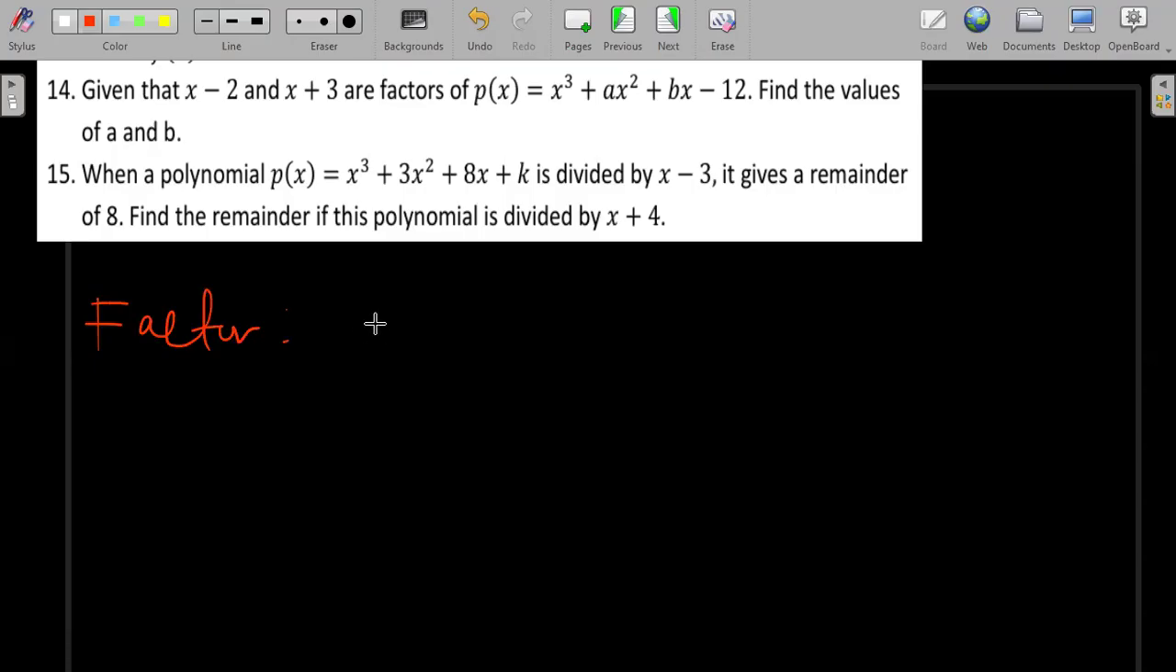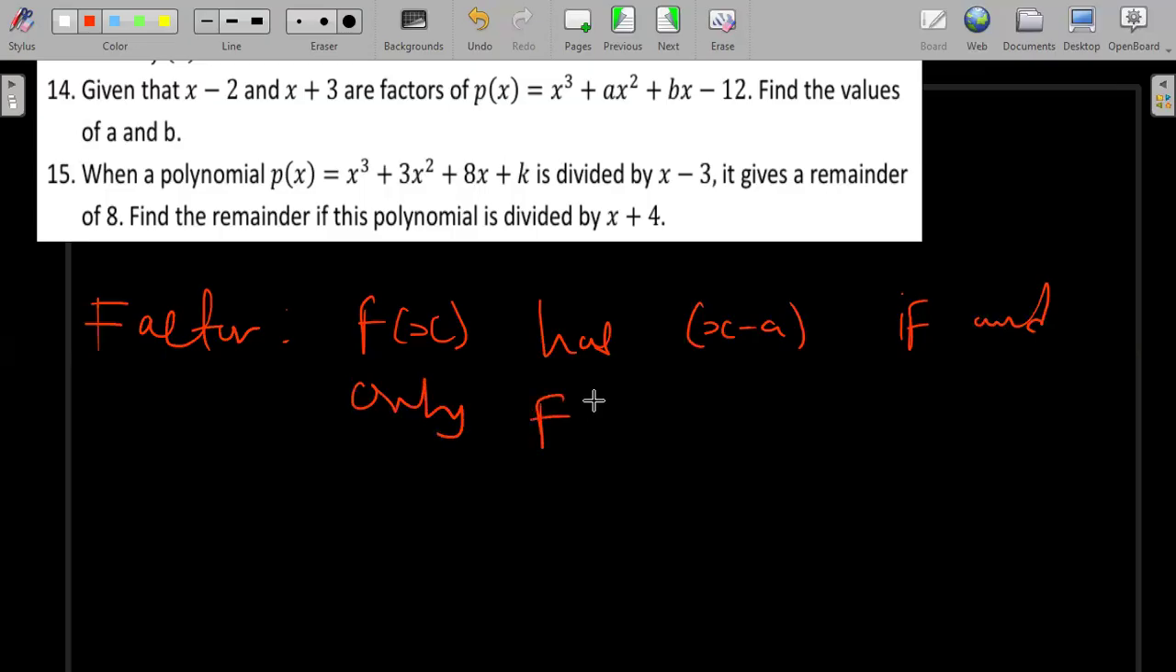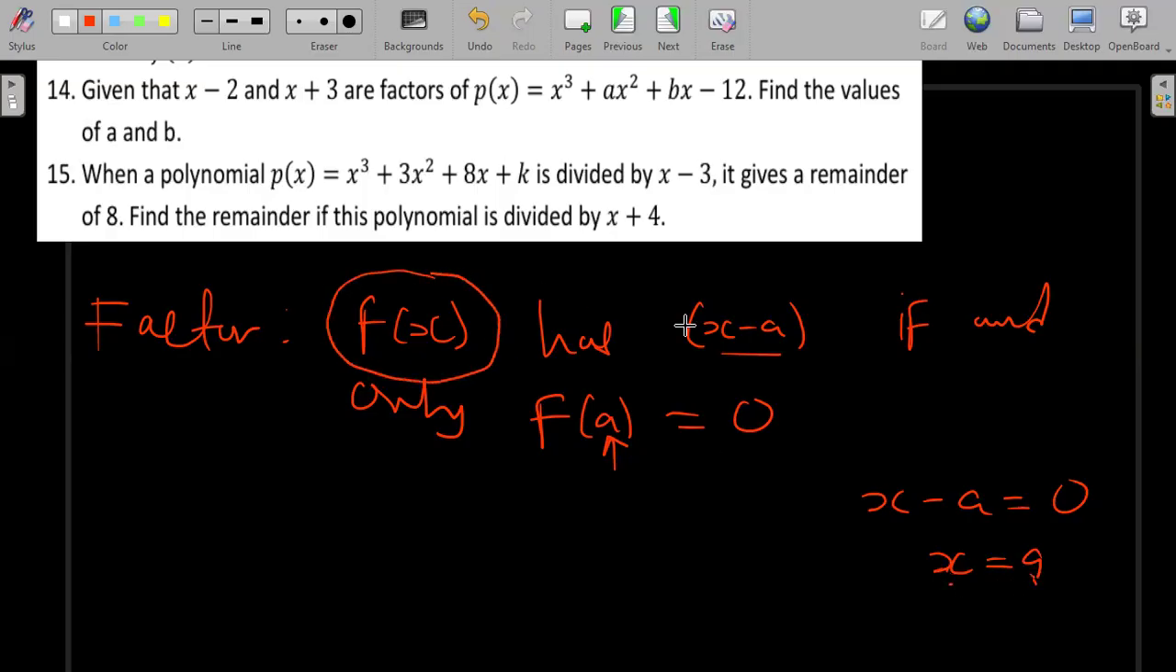The factor theorem states that a polynomial f of x has a factor x minus a if and only if f of a is equal to 0. How do you find this a? You simply equate this factor to 0 and solve for x. We see that in this case, x is equal to a. So if this polynomial f of x has the factor x minus a, then f of a should be equal to 0.